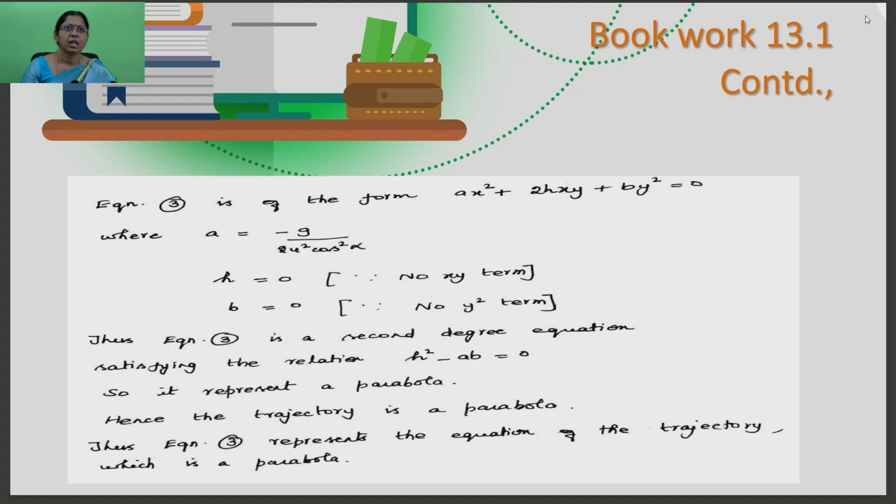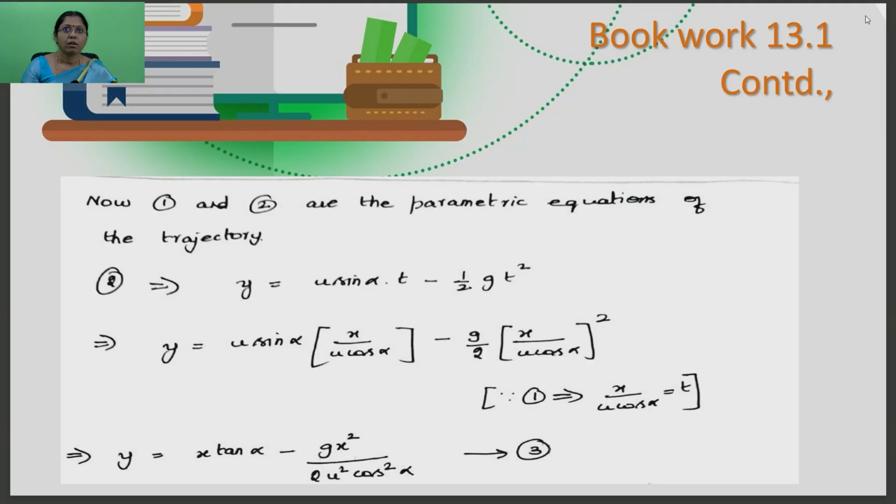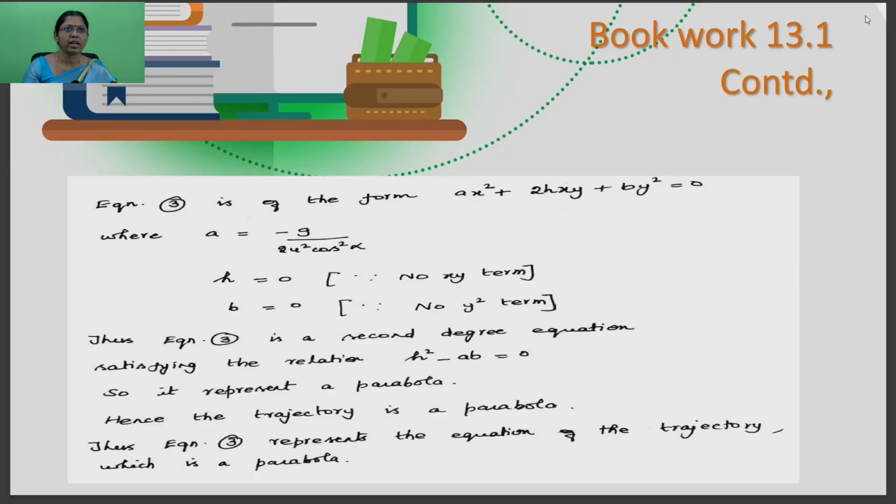We will see this. Equation 3 is of the form, if we check it with this equation, ax squared plus 2hxy plus by squared is equal to 0. We will start comparing equation 3 with ax squared and find out what is a, what is h and what is b. Just the x squared coefficient is a. So come over here, equation 3, what is the x squared coefficient? Likewise, for each and everything you can check, and you happen to get a is minus g by 2u squared cos squared alpha, and you check the coefficient h, it is nothing but 0, and the coefficient b is nothing but 0.